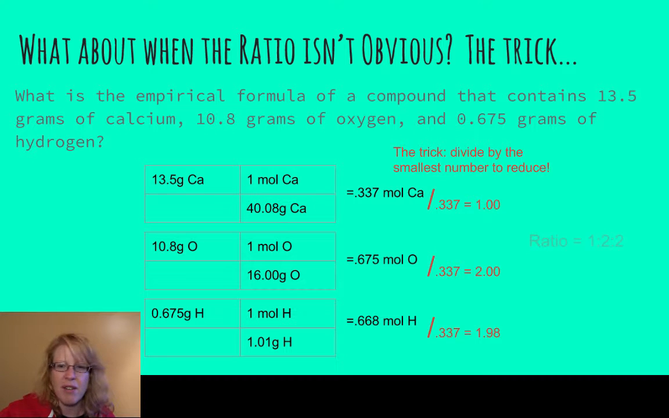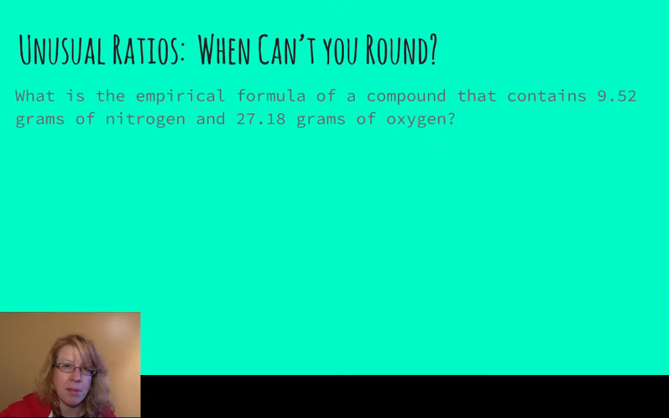1.98 is close enough that I can round that. So I get that ratio, and that means I can now write my formula, which is CaO2H2. That means there's 2 oxygens, 2 hydrogens for every single calcium on there. This is probably calcium hydroxide, but anyway, you don't know that necessarily. You're just going to write it out exactly like the formula is given to you in the problem. Make sense? It's just a trick. Divide by the smallest number.